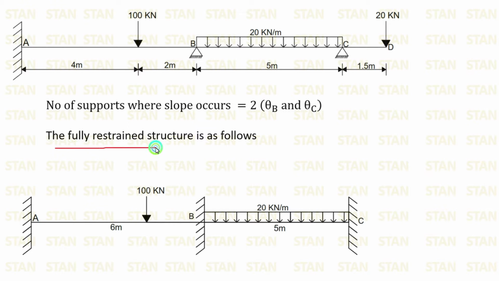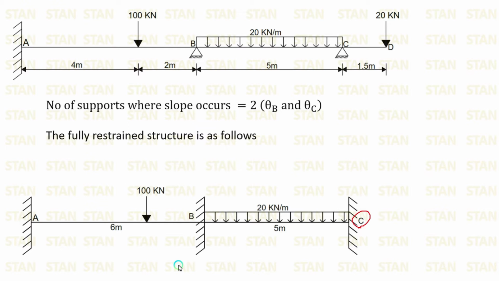Now let us make the fully restrained structure. In the fully restrained structure, there will be no slope. We know that in the fixed supports only, there will be no slope. So let us remove the hinged supports from the point B and the point C and replace them with the fixed supports. In the fully restrained structure, we don't have to consider the overhanging span. So the fully restrained structure ends in the point C.